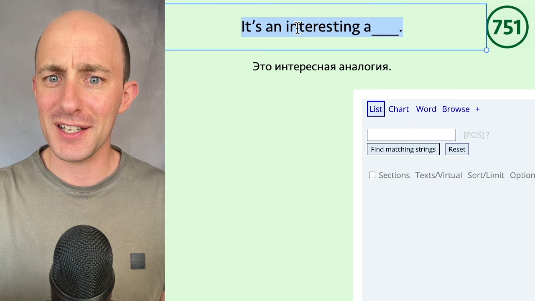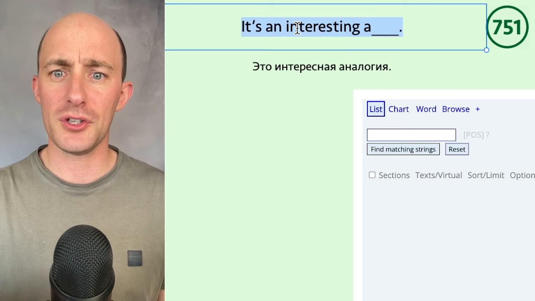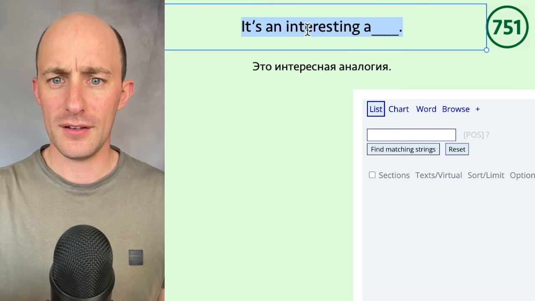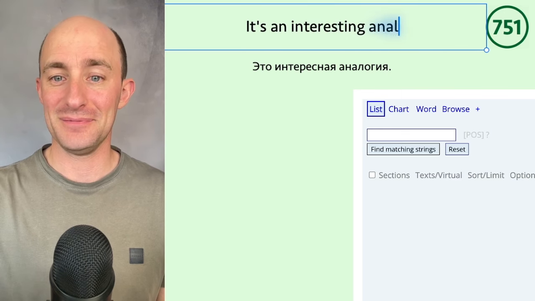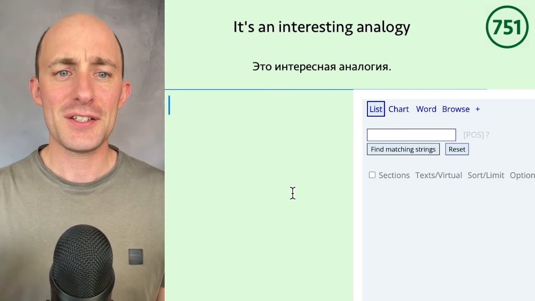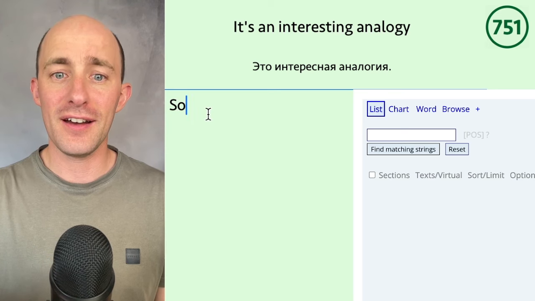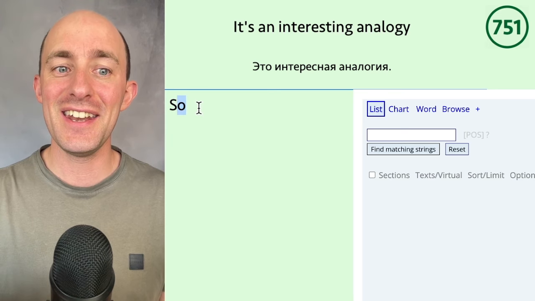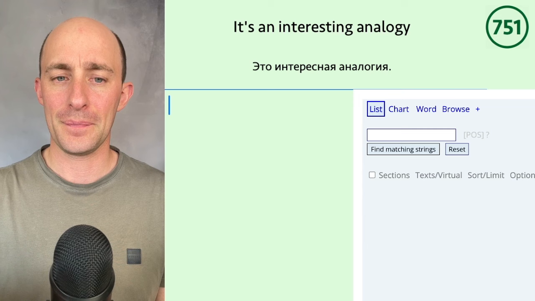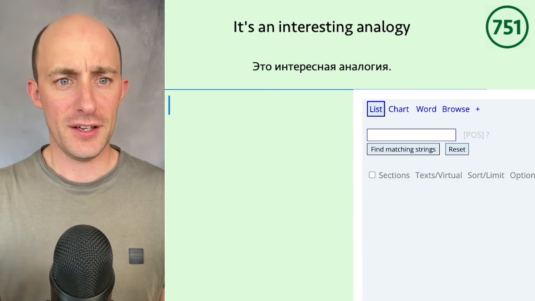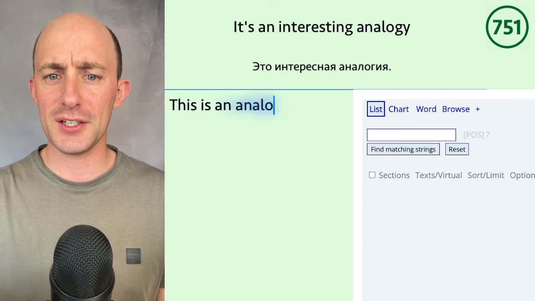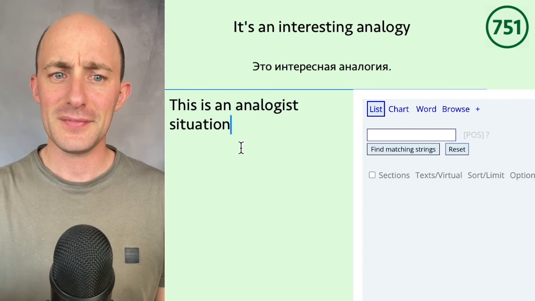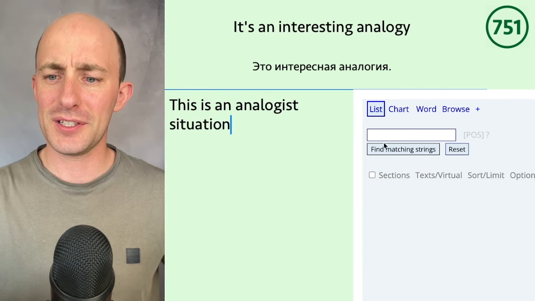It's an interesting analogy. Oh, voice typing didn't work. Try again. It's an interesting analogy. So the stress is on the n: analogy. There's also an adjective, analogous. This is an analogous situation. What else can be analogous? Let's have a quick look.